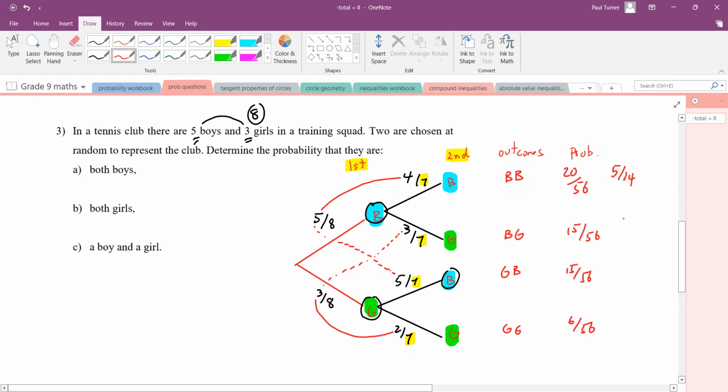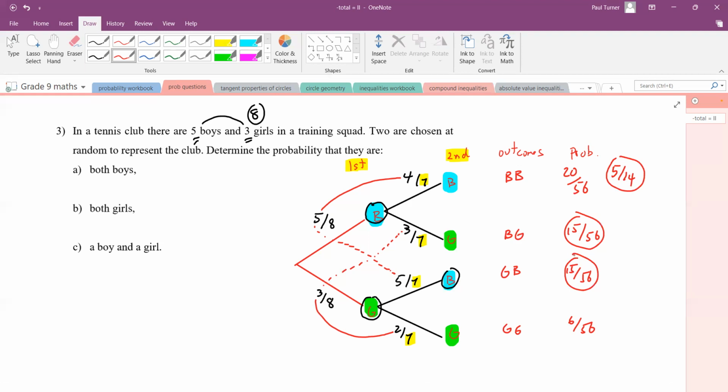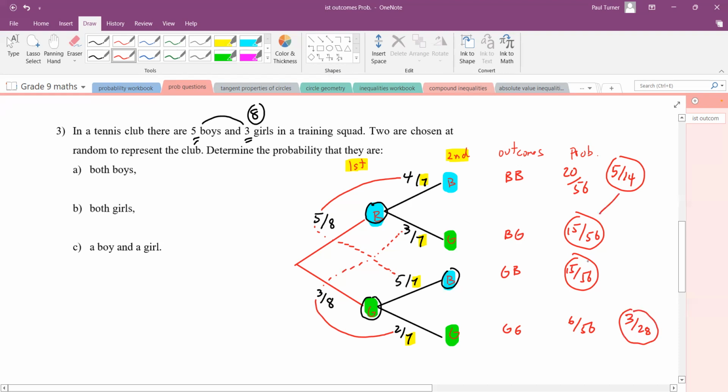15 out of 56 doesn't simplify, and so these are already simplified. And 6 out of 56 is 3 out of 28. So it's a good idea now to simplify your fractions at the last step here.